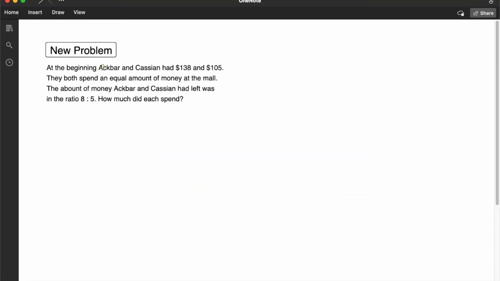At the beginning, Akbar and Kasian had $138 and $105. They both spent an equal amount of money at the mall. The amount of money Akbar and Kasian had left was in the ratio 8:5. Question, how much did each spend?